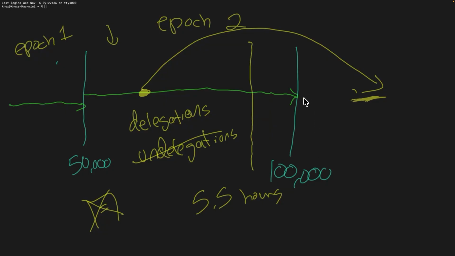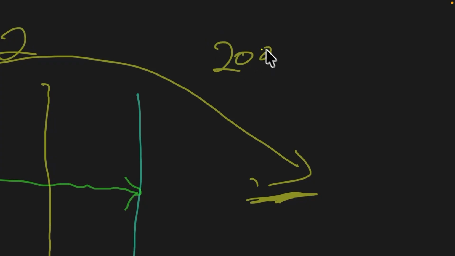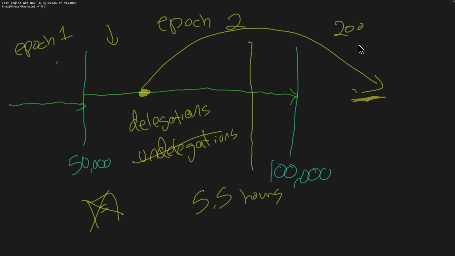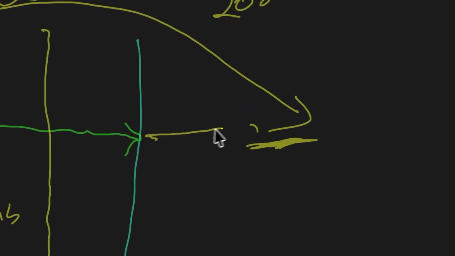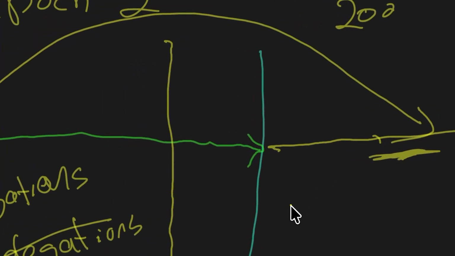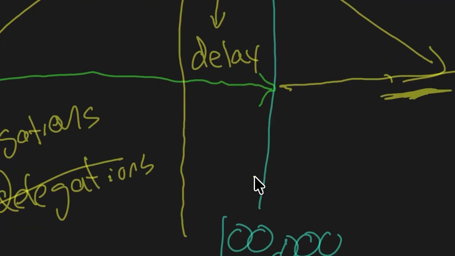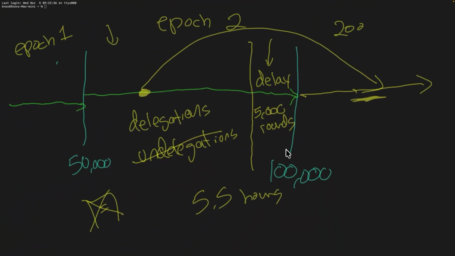So at an epoch boundary, all of the validators, which are up to 200 validators total, that's the max, will get a schedule of who gets to make rounds and make blocks in the next epoch. But right here in the middle, right before the epoch transitions, we move into something called the delay period. The delay period is 5,000 rounds, not blocks, rounds before the next epoch transition.